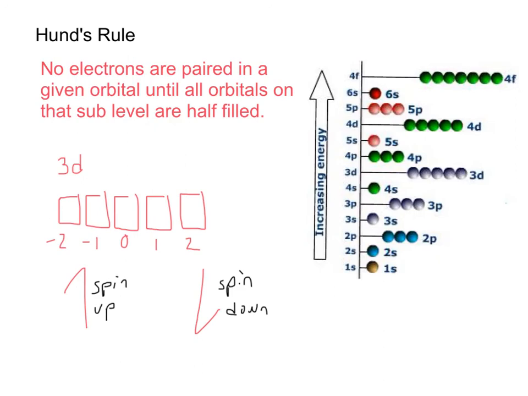Okay, so the second rule for filling in the electrons around an atom is called Hund's rule. And this rule is simple. No electrons get paired up in a given orbital until all the orbitals on that sublevel are half filled. So we know that an orbital is a space that can hold 2 electrons. And we're looking at the d sublevel, so we know there are a total of 5 different orbitals, and they're denoted here with the -2, -1, 0, 1, and 2.